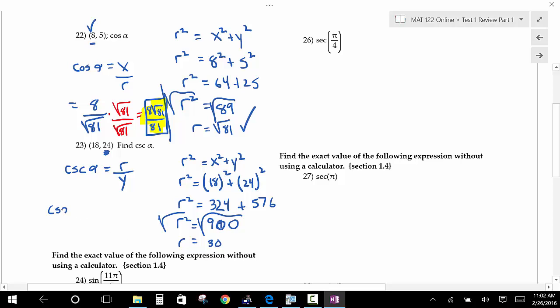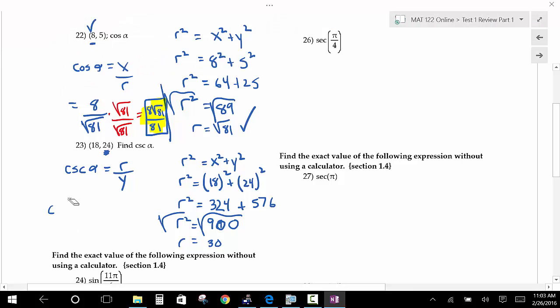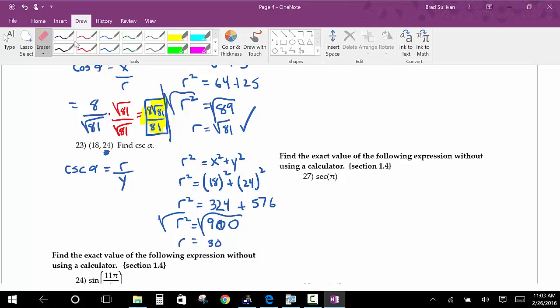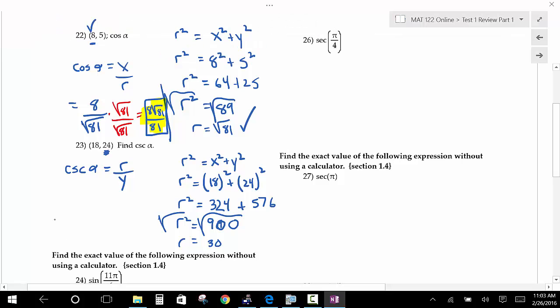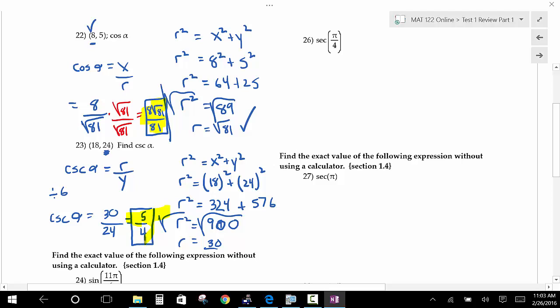Okay, so now when we go to getting our answer to our problem, the cosecant, I'll write that a little bit better. The cosecant is going to end up being r over y. So we have cosecant of alpha is r over y. Well, r is 30, y is 24. Then you can reduce that fraction by a factor of 6 in your head. So 30 divided by 6 is 5, 24 divided by 6 is 4. So that means the solution to that problem is going to be 5 fourths.